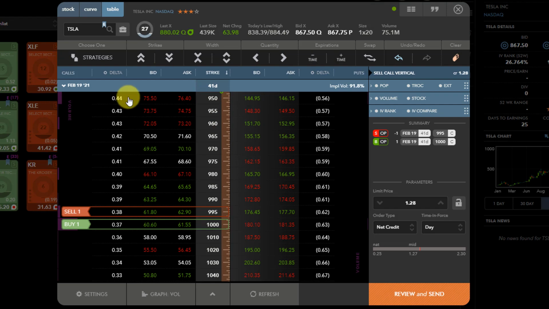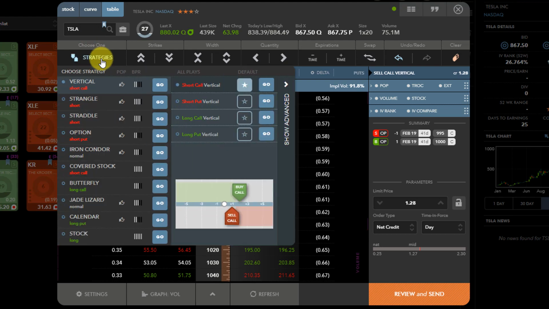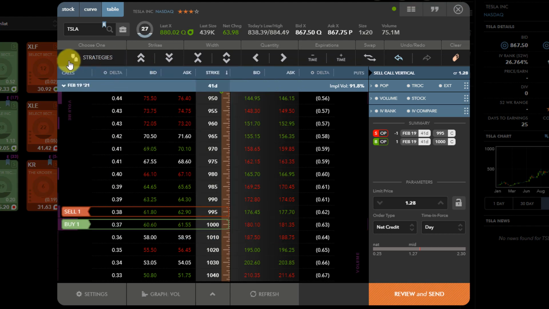So I use Tastyworks when it comes to trading options, which makes it pretty easy to implement these strategies with a couple clicks of the button. If you use something like Robinhood, it's going to be a little bit more manual and not as simple to set up. But with Tastyworks, you just type in the ticker symbol, come to strategies, click on this vertical short call spread, you'd click go, and you want to do that for a specific expiration date. So for this one, we have February 19th, 21, and we're shorting the 995 call and we're buying the 1000 strike call.